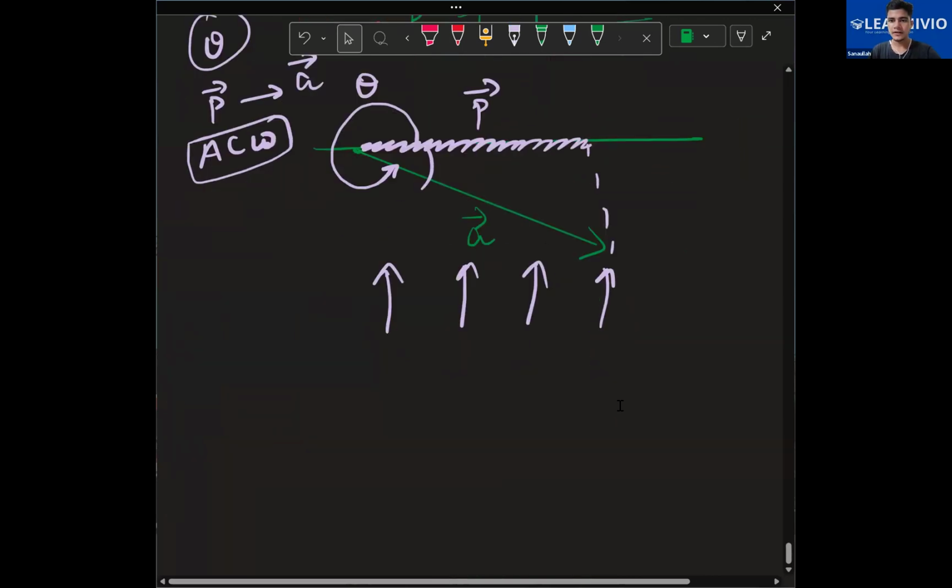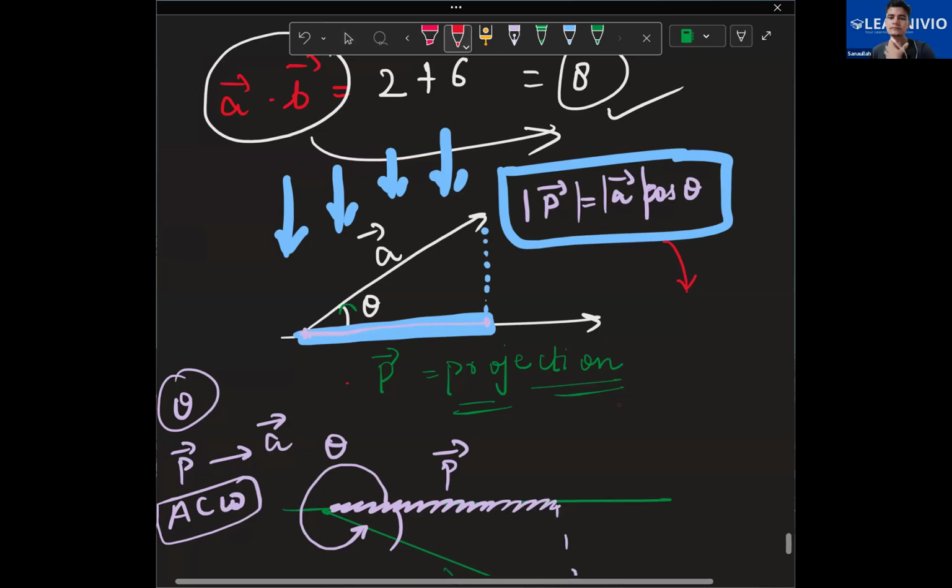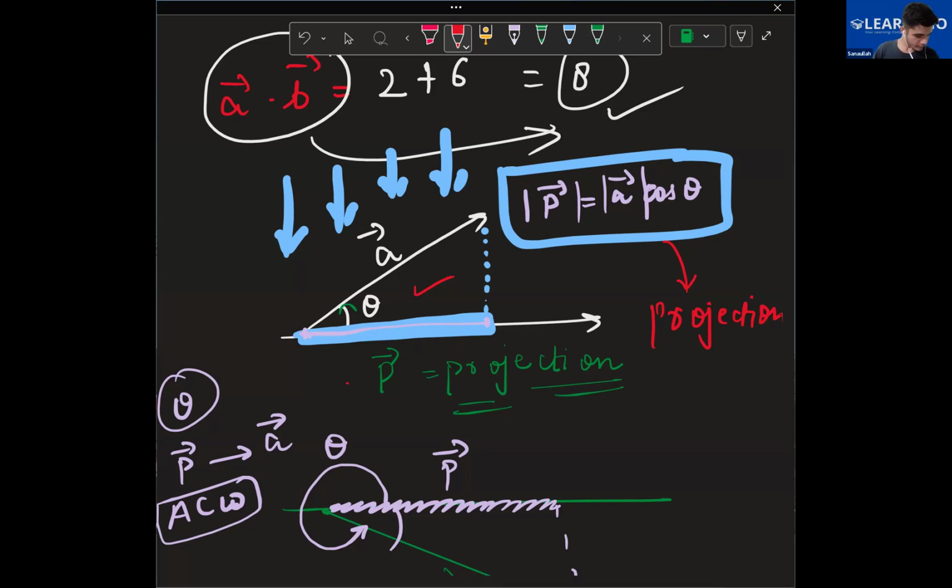So this is a projection and using the trigonometry we can find this, right? We can easily find the cos of theta in this triangle. In this triangle we can use cos theta and we can get this. So this is my projection. This is my projection, okay? Okay, is it clear?